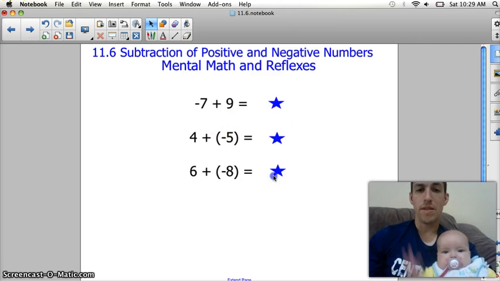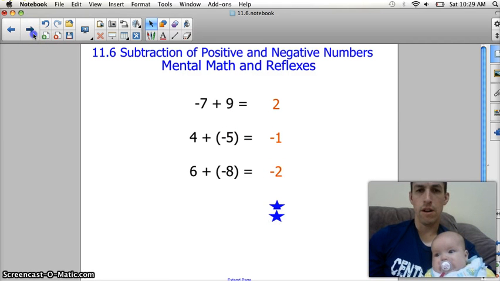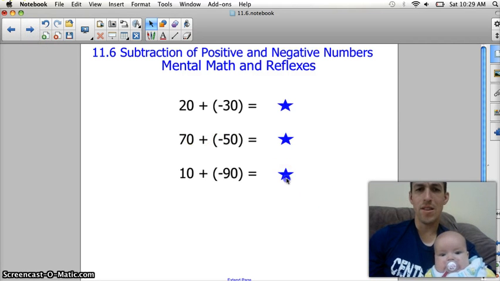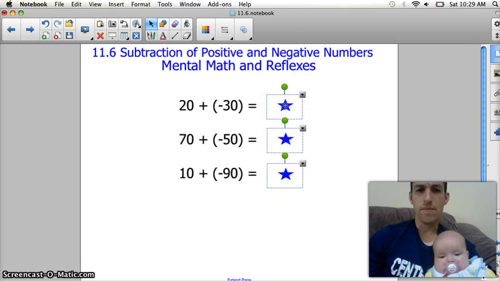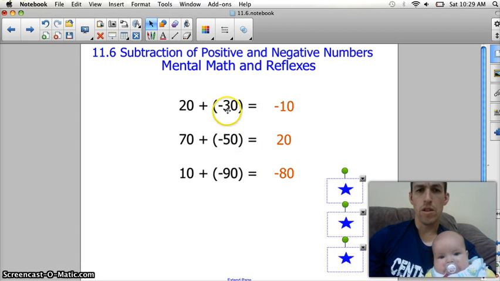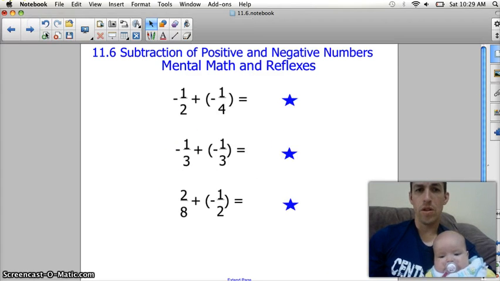Good, let's move on. Do these, please. Check to see if you're right. Natalie, you're not right. There you go. All right. What about these? Good. 30 is bigger than 20, so that's why it's a negative. 70 is bigger than 50, that's why it's positive. 90 is bigger than 100, that's why it's negative. How about these? Ooh, I like these. These are tough.